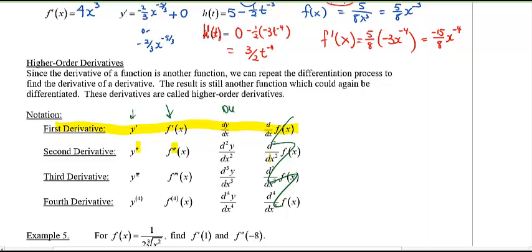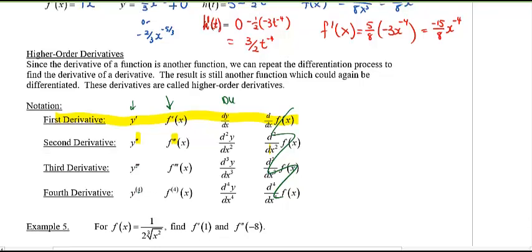But nonetheless, the third derivative, 3 dashes, d cubed y over dx cubed, and for the fourth, we don't do any dashes anymore. We just write the number 4 in a bracket. Okay? All right, so example number 5.